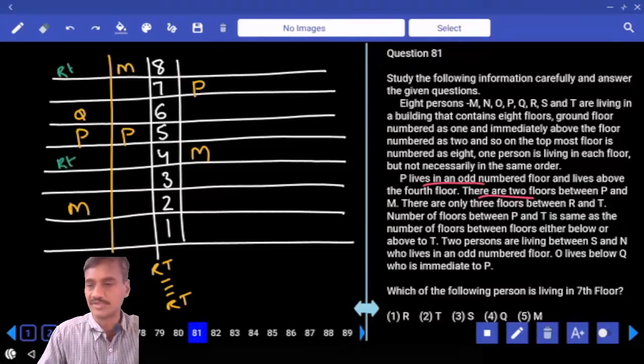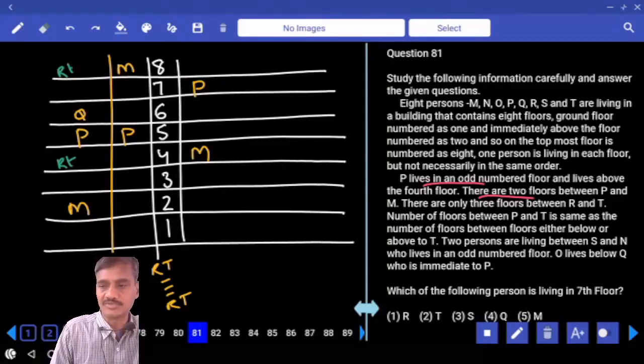Now 3 floors between R and T. The number of floors between P and T is the same as the number of floors above or below T. Number of floors between P and T is 0, and the number of floors above T must be 0. And above T here there are 3. Is it possible? Not possible. Hence we cannot have T at this place.